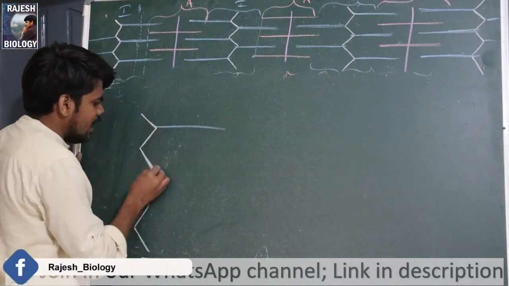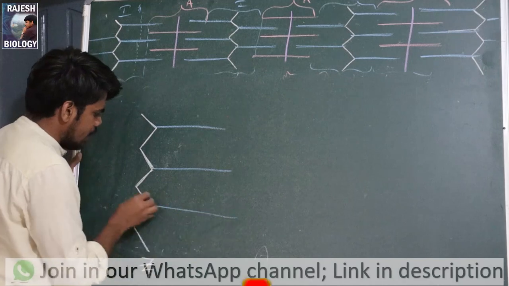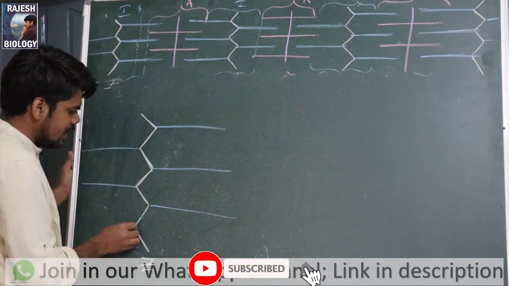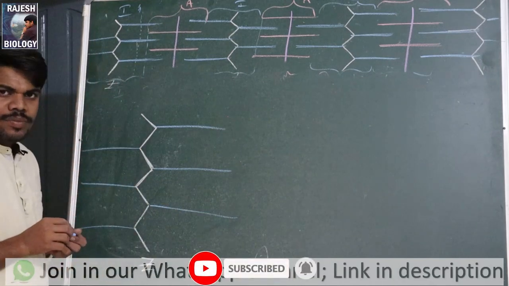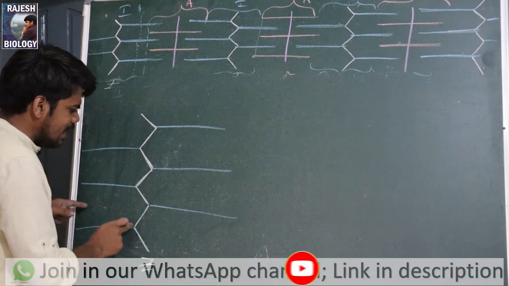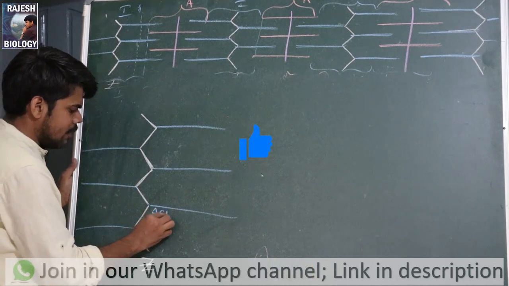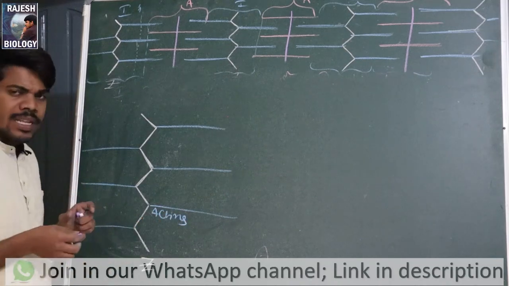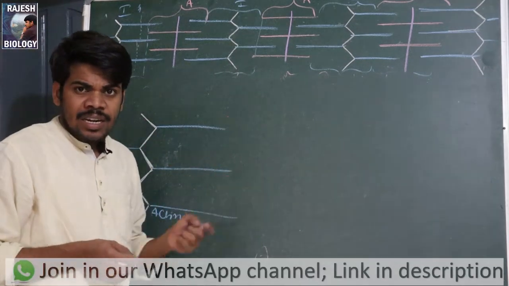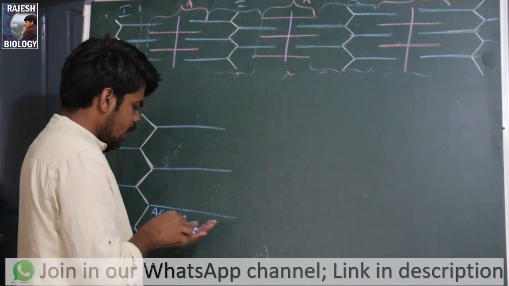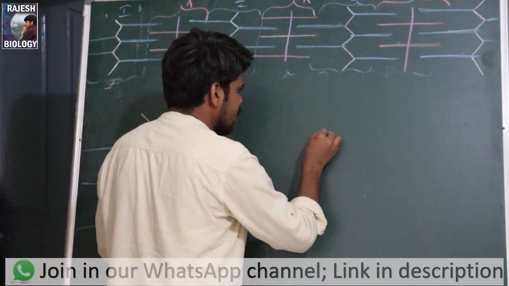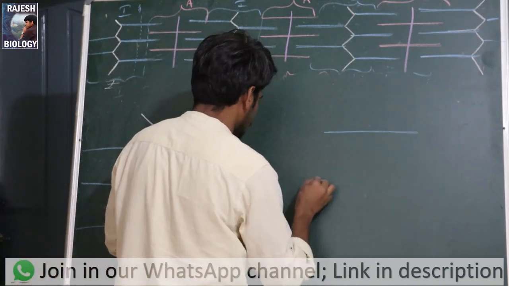On either side of the Z line, there is a thin filament. These blue color lines are nothing but actins. I'll discuss the detailed structure of the actin later. And on this side also there is actin.